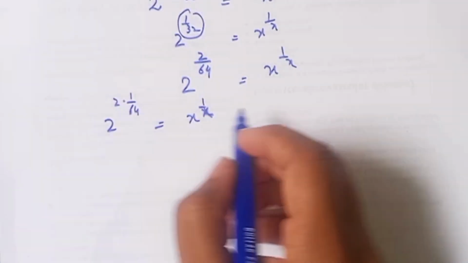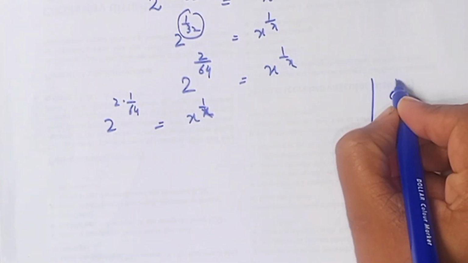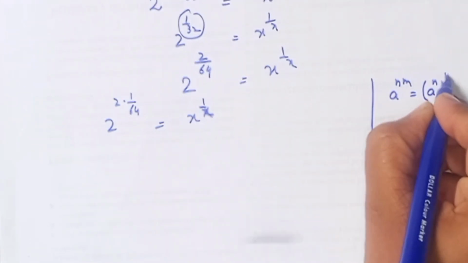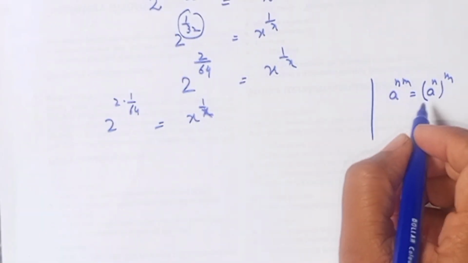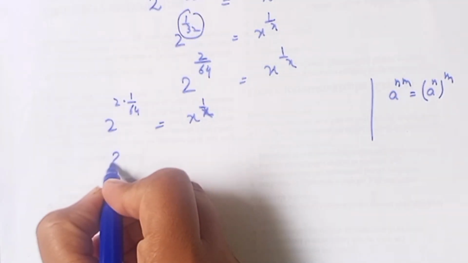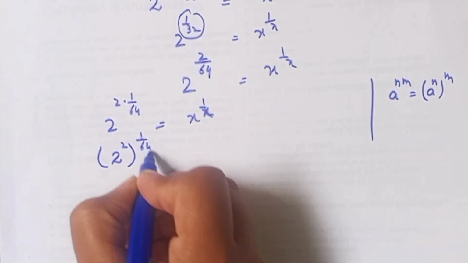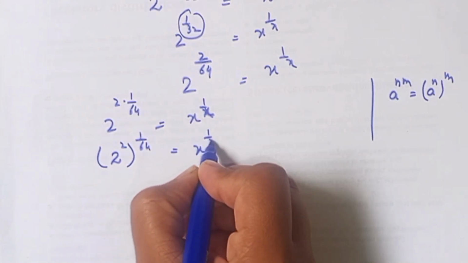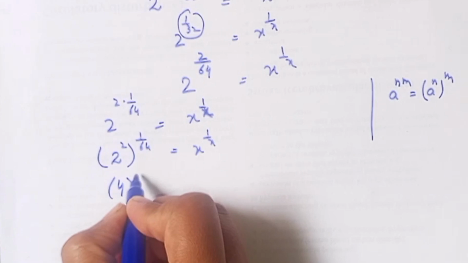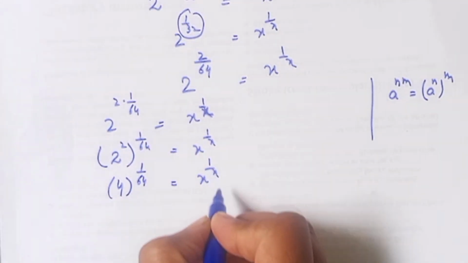And again we use this exponent property, a raised to the power of the product n m is equal to a raised to the power n multiply m. So we apply this property on this value. So this is 2 raised to the power 2 multiply 1 over 64. This is equal to x raised to the power 1 over x. So 2 raised to the power 2 is 4. So it's 4 raised to the power 1 over 64. This is equal to x raised to the power 1 over x.